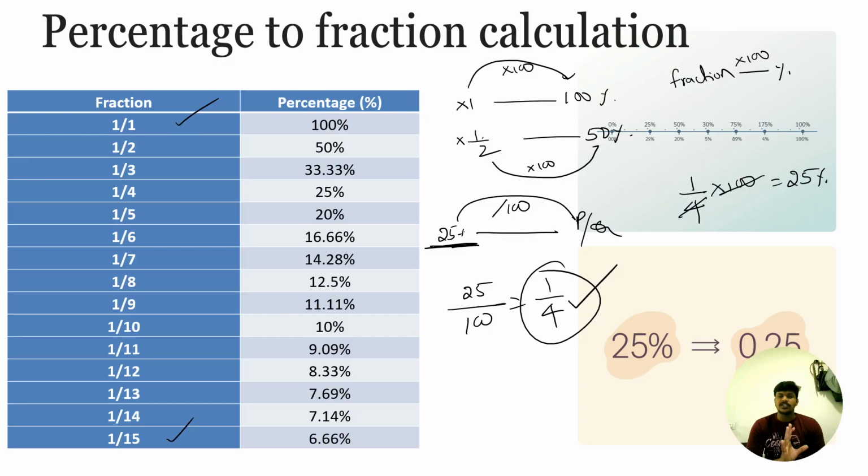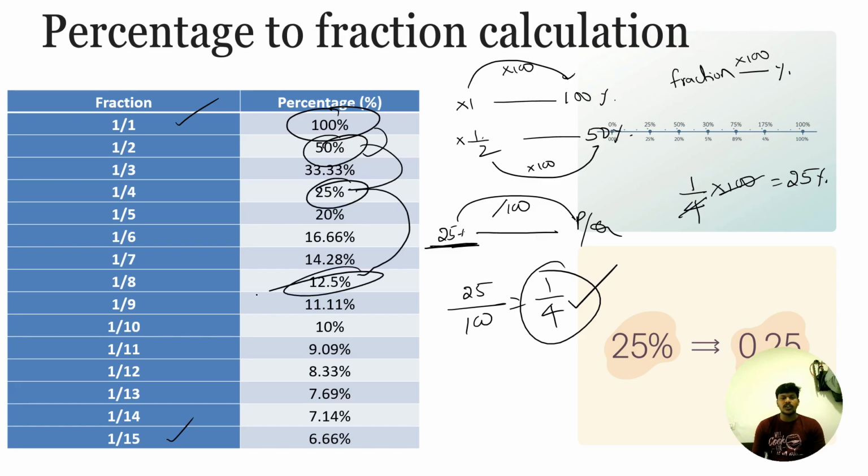These are actually pretty much easy. For example, see here, if you know 100, half is going to be 50, half of 50 is going to be 25, half of 25 is going to be 12.5, and half of 12.5 is going to be 6.25, which is going to come later on as 1 by 16. So if you learn some values, you can learn all the values.